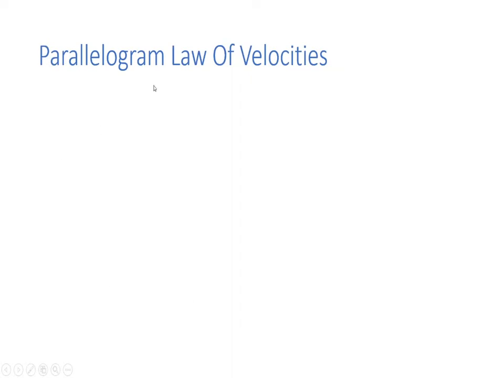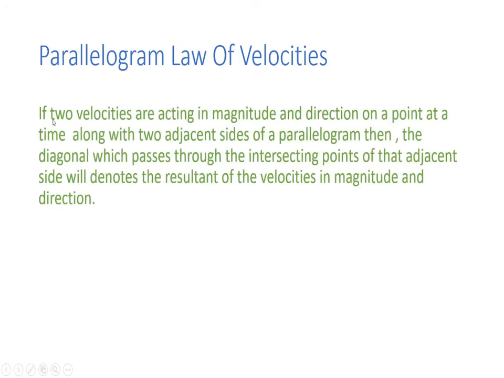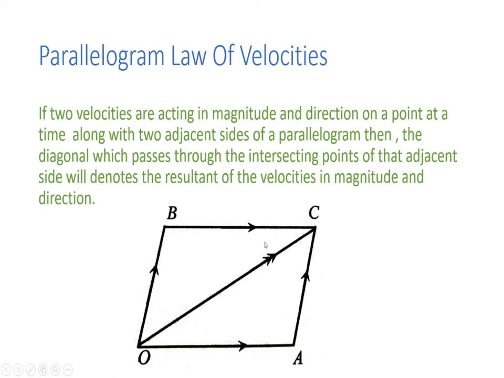Now I discuss the parallelogram law of velocities. Statement: If two velocities are acting in magnitude and direction on a point at a time along two adjacent sides of a parallelogram, then the diagonal which passes through the intersecting point of those adjacent sides will denote the resultant of the velocities in magnitude and direction. Here OACB is a parallelogram where OC is the diagonal. The diagonal OC of the parallelogram indicates the resultant velocity in magnitude and direction.